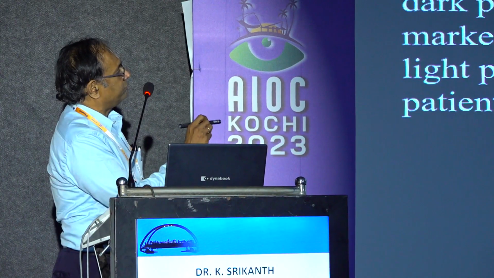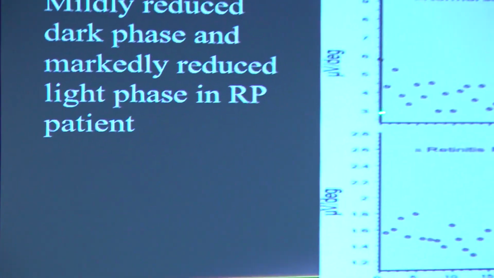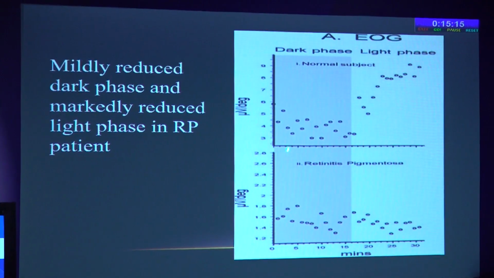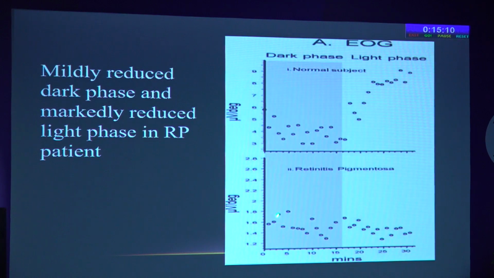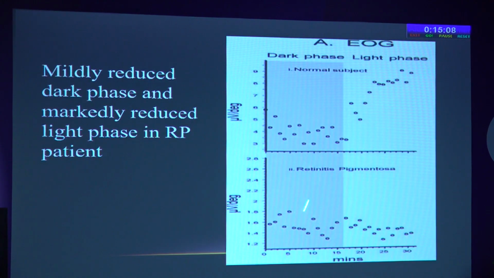This is the dark phase. The wave is not there, but it is represented in a different way. This is the normal one, but represented in a different way. Here, both in the dark as well as the light phase, both are depressed.